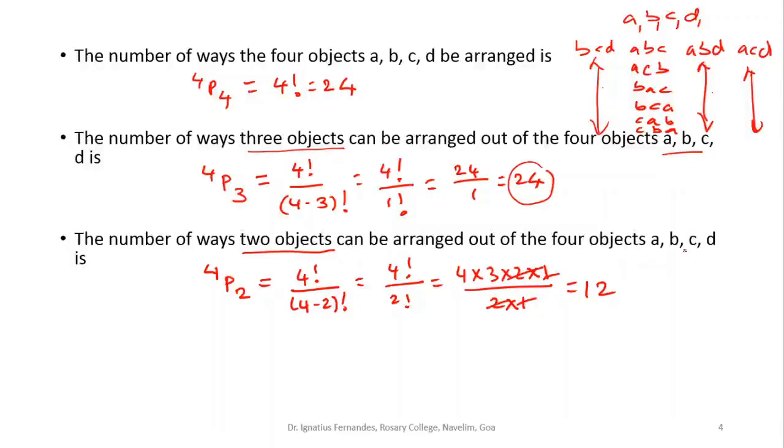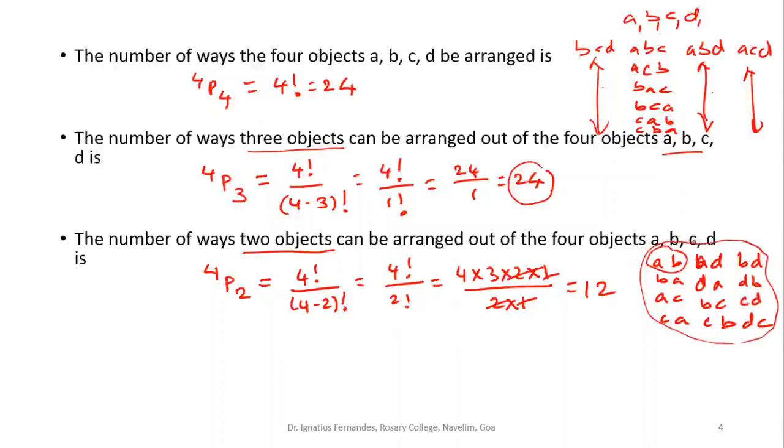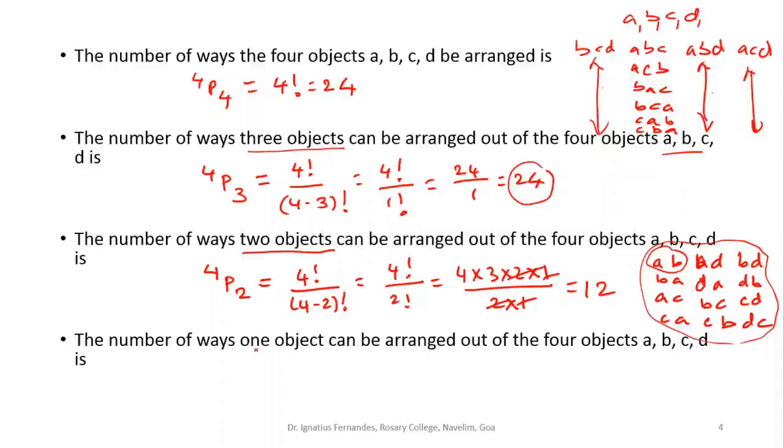And these 12 are referring to AB, BA, AC, CA, then we have AD, DA, then BC, CB, then BD, DB, then CD, DC. I am taking only 2 objects here. So these are the different arrangements that are possible when I am taking only 2 out of these 4 objects, and these are the 12 arrangements that we directly get as per this formula. If I have to arrange only one object, then I can take either A, B, C or D.